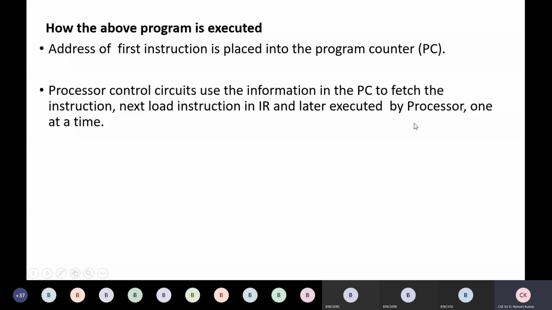And what happens with the second instruction? Can anybody say? The first instruction address is loaded into the program counter, the instruction is fetched, loaded into IR, and executed by the processor. How will the next instruction get loaded? The program counter is incremented. How much is it incremented? If the program counter contains address 1000 and it's a 32-bit word, how much is it incremented? 4, yes.